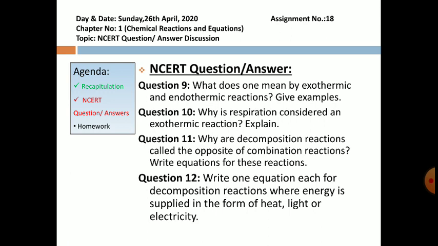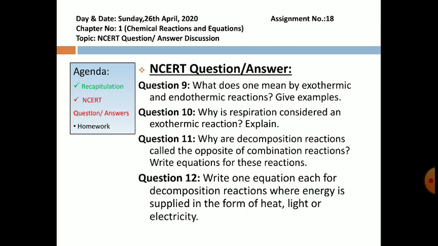So, a decomposition reaction representation may go like this. A reactant AB, when supplied with some energy, AB plus energy gives A plus B. A reactant AB when supplied with some energy breaks down into A plus B. Its example goes like this. Electrolysis of water, electrolytic decomposition. 2H2O gives 2H2 plus O2.